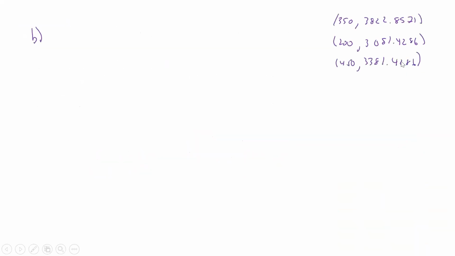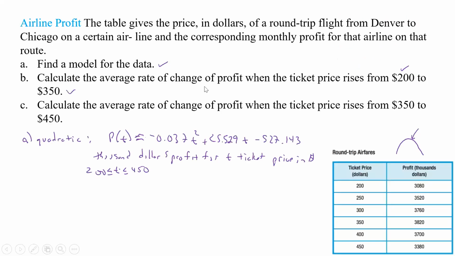So they're close, but they're not exact. But we have to use these calculated values from our graph, because that's what we need to do, because now we've done the model. Now we have to base our calculations on that model. So B was the AROC for 200 to 350. So we're going to have the AROC. And again, we'll have F of 350 minus F of 200 over 350 minus 200.